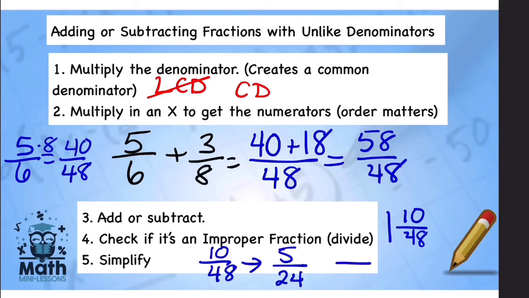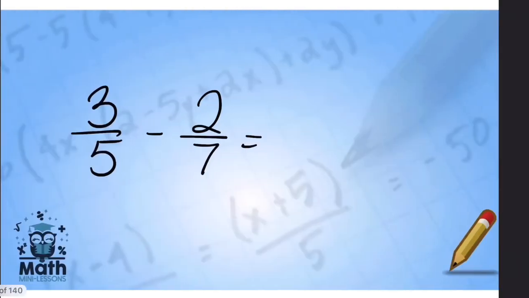So that was my final answer, 1 and 5/24. Now, watch, I'm going to do the same thing with subtraction. I'm going to do it very quickly in less than 30 seconds, but the same practice still applies. Okay, so remember, we're going to multiply this way, and this way.